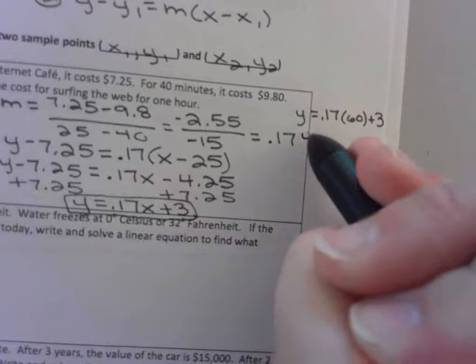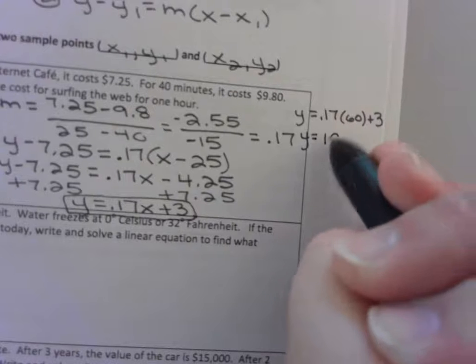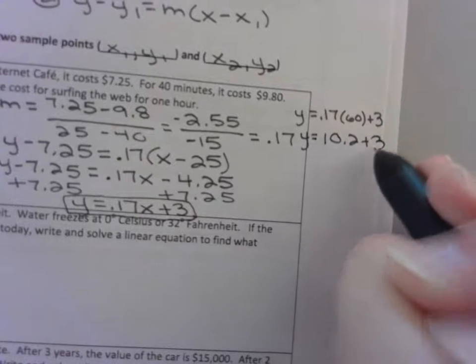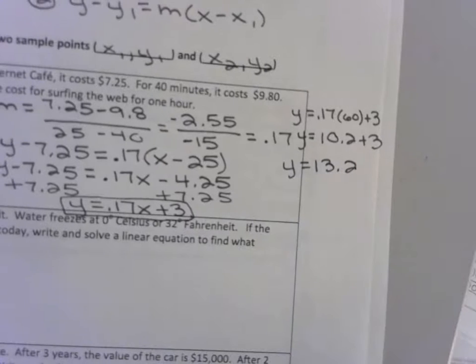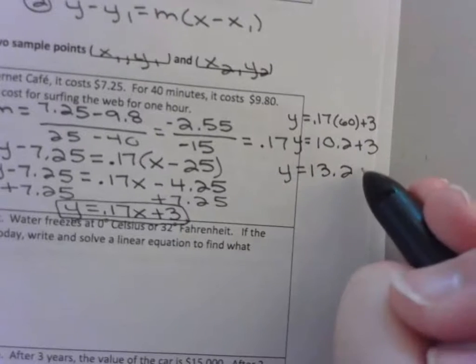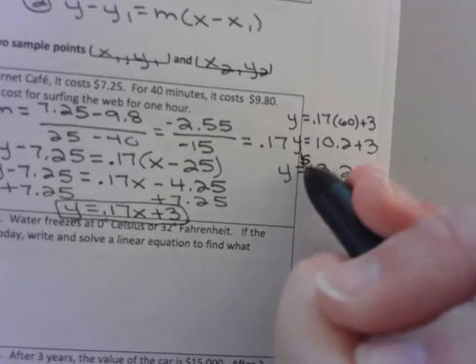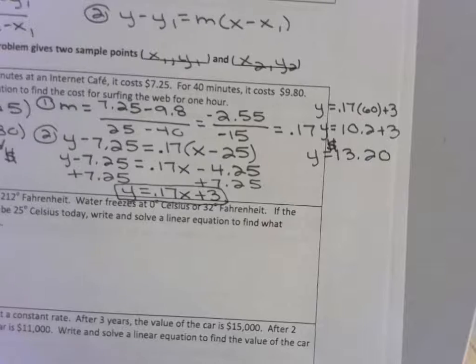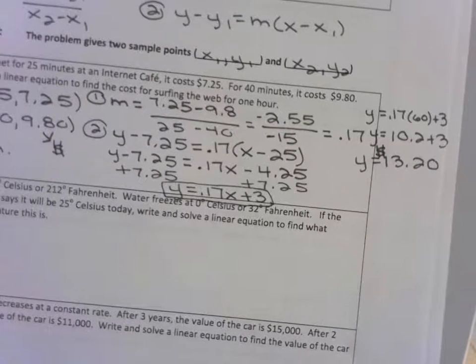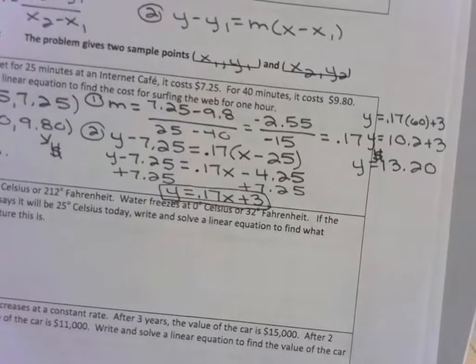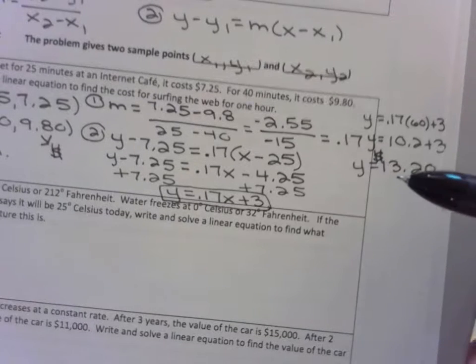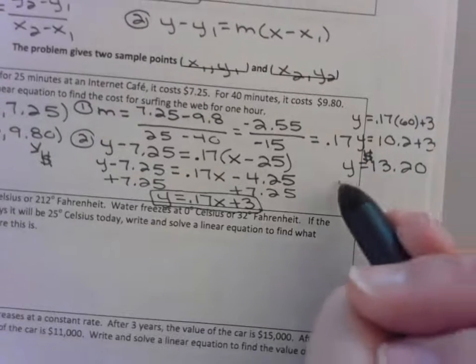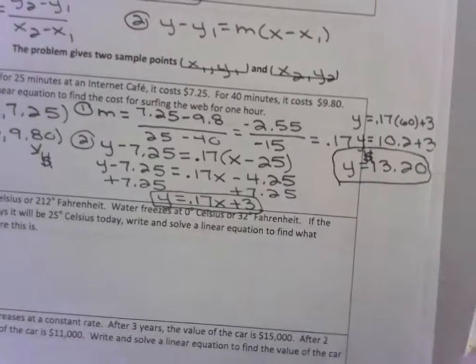0.17 times 60 is 10.2, plus 3 is 13.2. What? Dollars. Y is dollars, which makes sense. Look at your original. It cost $7.25 for 25 minutes. For 40 minutes, it was $9.80. For 60 minutes, it was $13.20. That makes sense, so dollars should make sense. Okay, any questions on that?